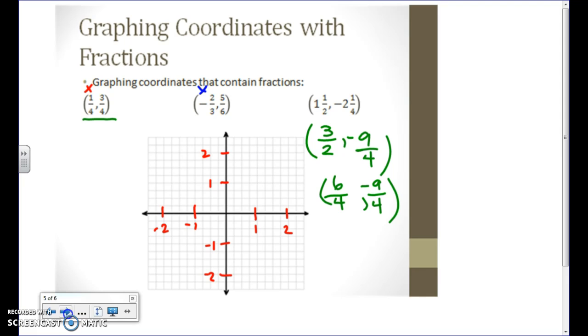So now I want to move 6 1/4 pieces. So I'm going to move in the positive direction 1, 2, 3, 4, 5, 6 right here, and I'm going to move down 9 1/4 spaces. 1, 2, 3, 4, 5, 6, 7, 8, 9. So where that point is the coordinate (6/4, -9/4), formerly known as (1.5, -2 1/4). All right, so that's how we're going to graph those fractional parts.